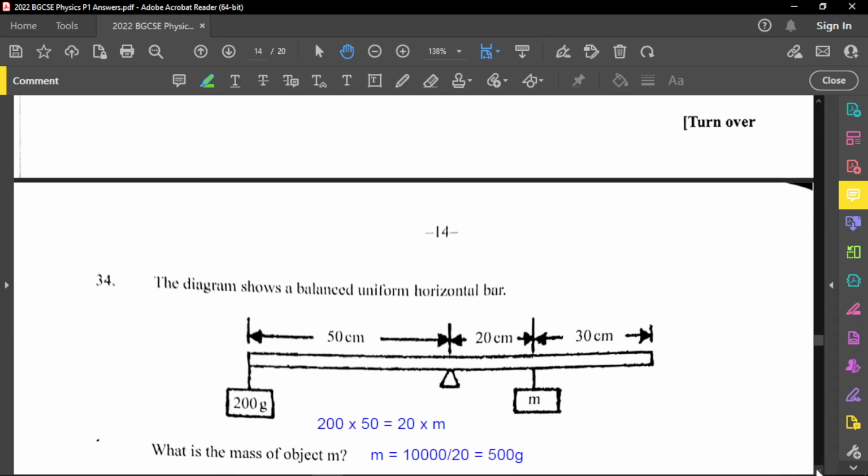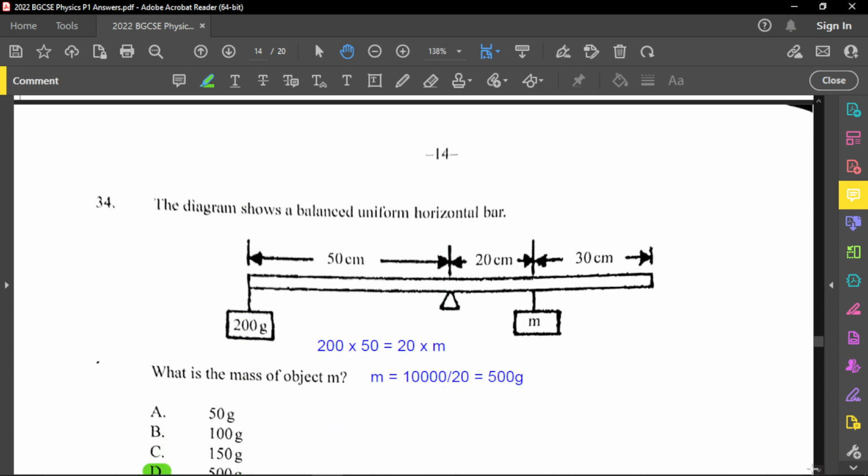For question number 34, a diagram shows a balanced uniform horizontal bar. What is the mass of object M? To work this out, first understand the principle of moments, which states that the total anti-clockwise moment is equal to the total clockwise moment. Therefore, 200 grams multiplied by 50 centimeters must equal 20 multiplied by whatever the mass M is. So to find M, it equals 200 times 50, which gives us 10,000, divided by 20, which gives us 500 grams.